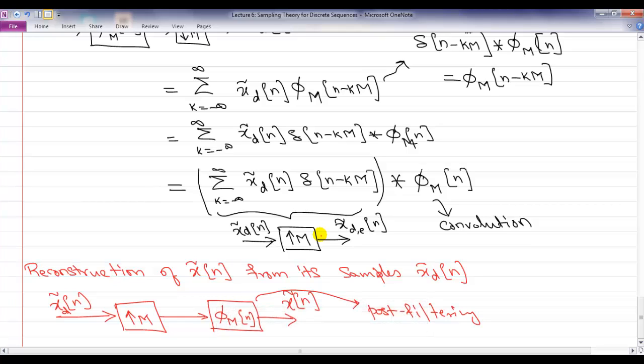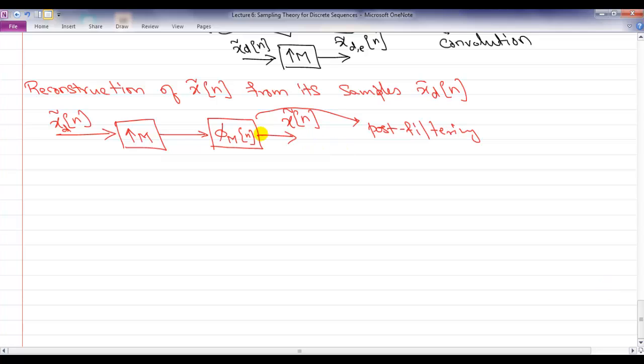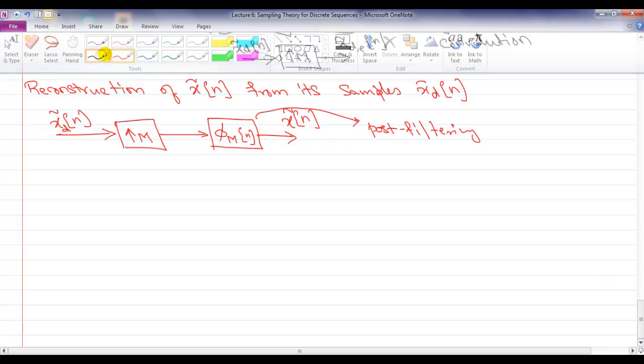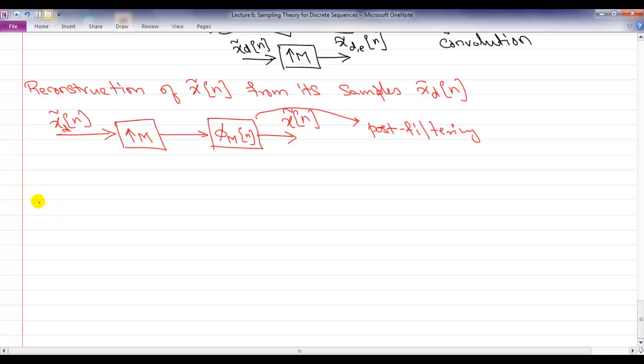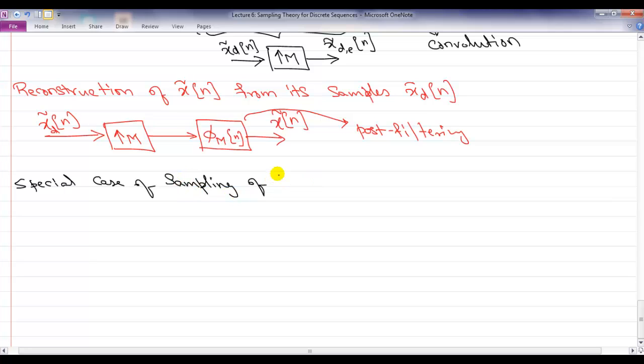So far we have seen an abstract model of sampling of sequences. Let's now make it more concrete by talking about a very specific signal model. Right now we only said assume it's a subspace. So now we are going to talk about a specific signal model. So we have a special case now: sampling of band-limited sequences.